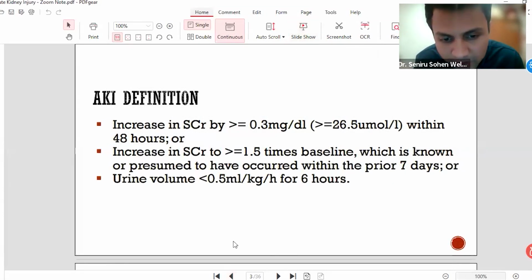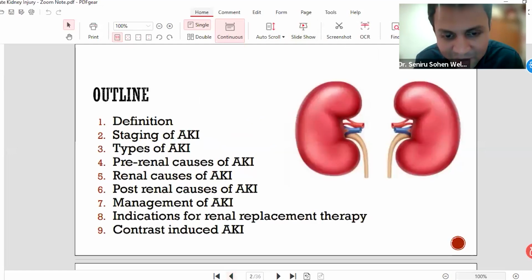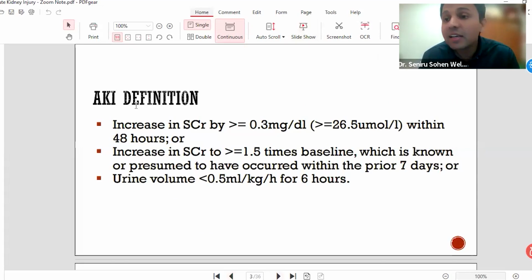Right, so we'll just quickly go through this, as you may be confused about what I was talking about. This is what I was talking about earlier. Let's quickly recap. The AKI definition is based on an absolute increase in creatinine of 0.3 within 48 hours, or a relative increase in creatinine of more than 1.5 times the baseline, or the concept of oliguria that I was talking about, that is 0.5 milliliters per kilogram per hour for 6 hours.